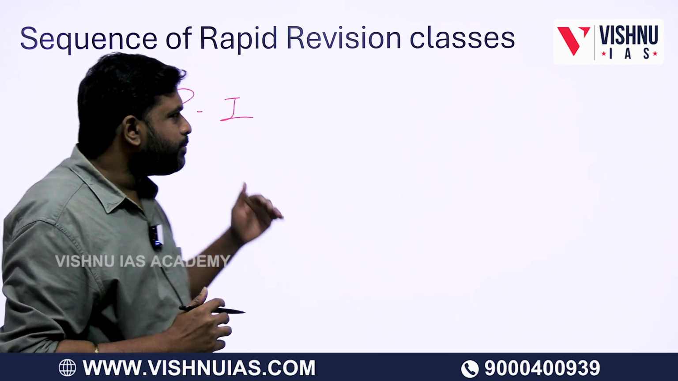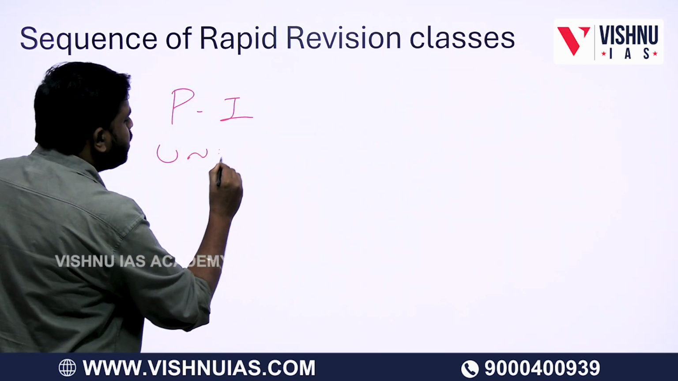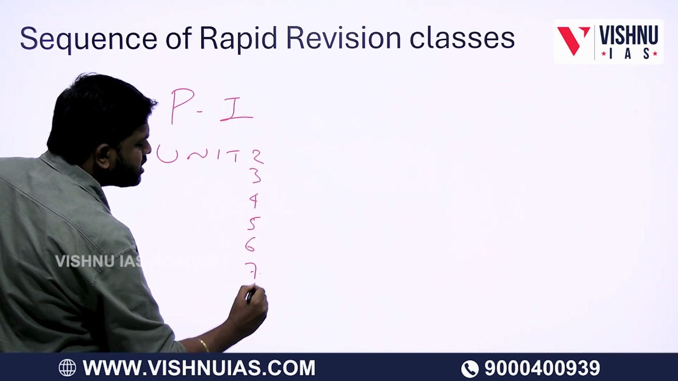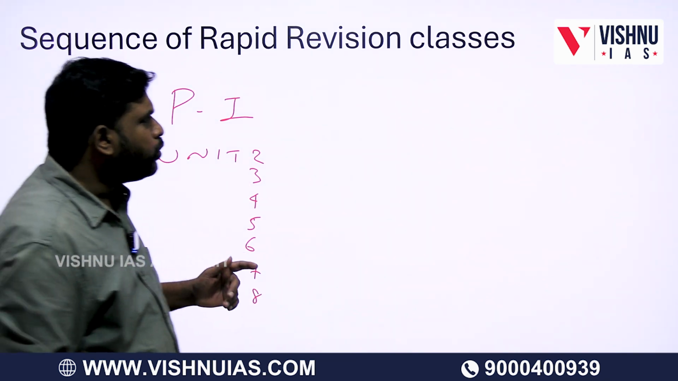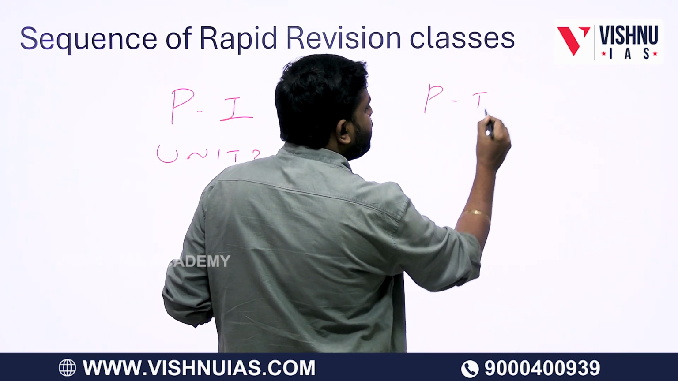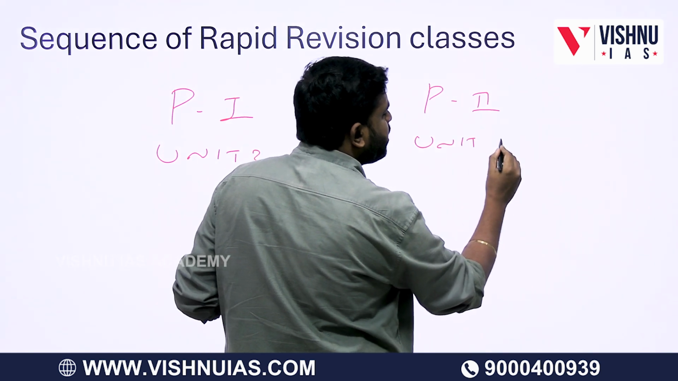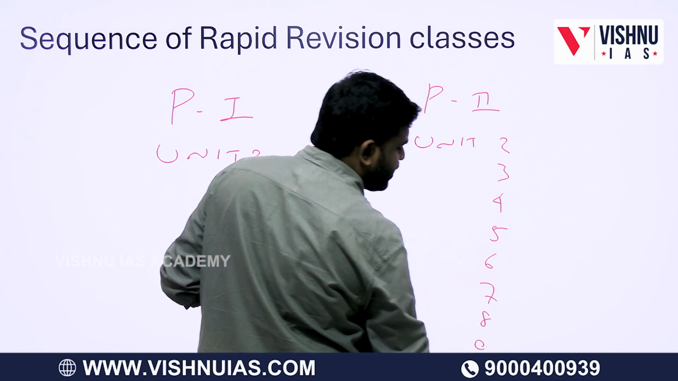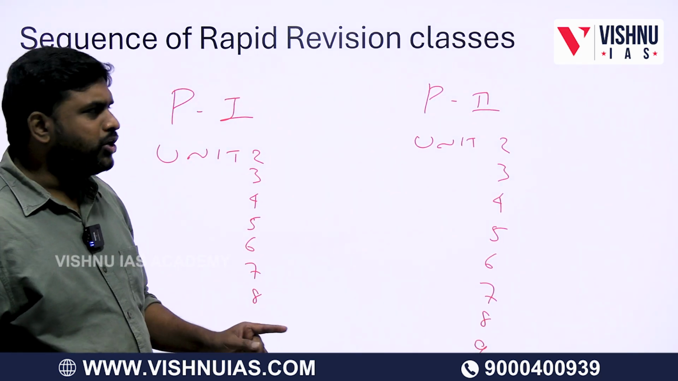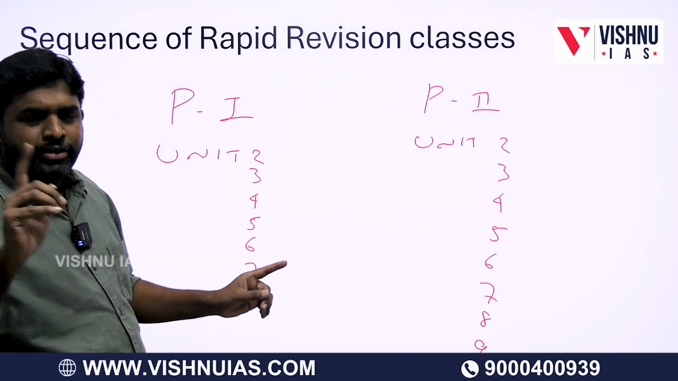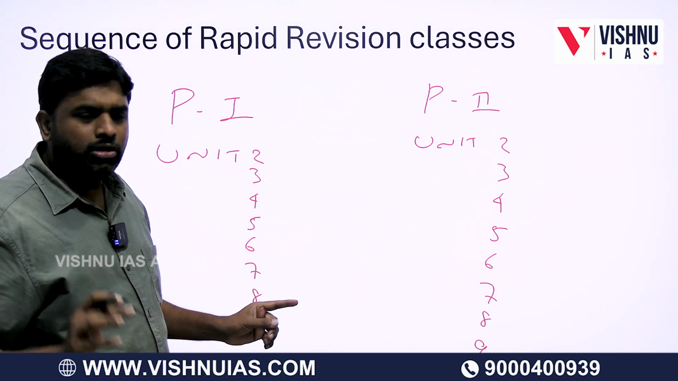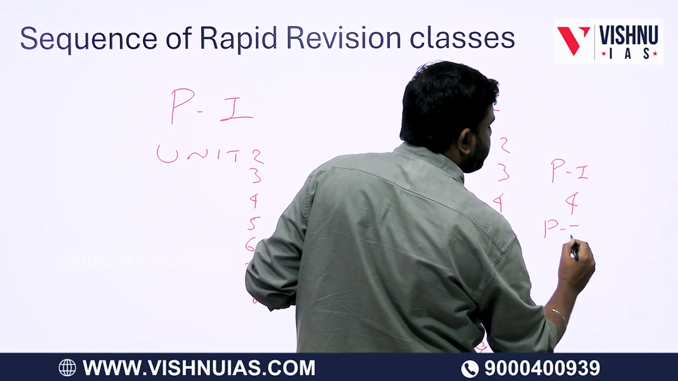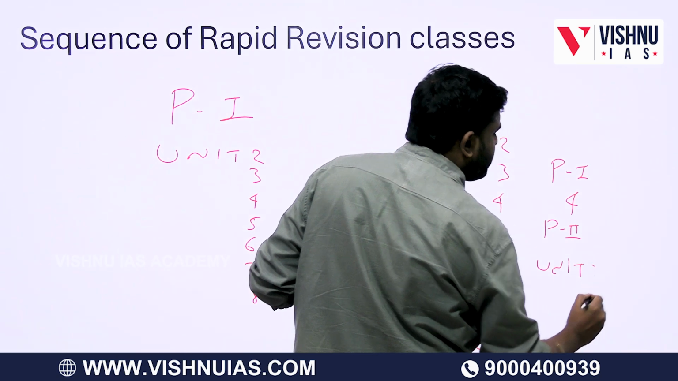So the sequence will be, in paper 1, I will be doing unit number 2, 3, 4, 5, 6, 7, 8. Then I will go to paper 2. In paper 2, it will be again unit number 2, 3, 4, 5, 6, 7, 8, 9. After this, I will do paper 1 and paper 2 unit 1, which is evolution of man as well as archaeology. Then the next will be paper 1 and paper 2 together, unit 1 will be there.